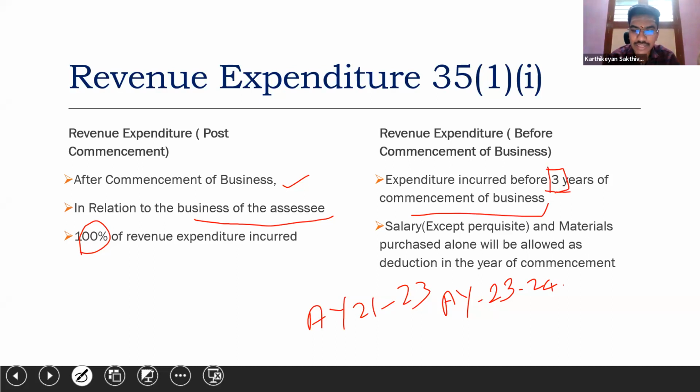What can be claimed as deduction? Salary except perquisite. You cannot claim the perquisite, and materials purchased alone. Only two things: raw material purchases and salaries. These two things can be claimed as expenditure in the year in which the operation has commenced. In the first year of operation, you can claim the salary expenditure and material purchase cost in relation to research expenditure. So that is revenue expenditure before commencement and after commencement.